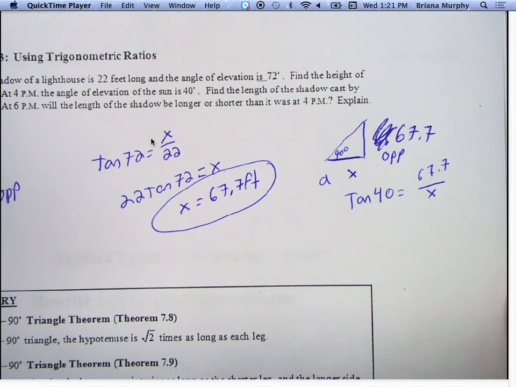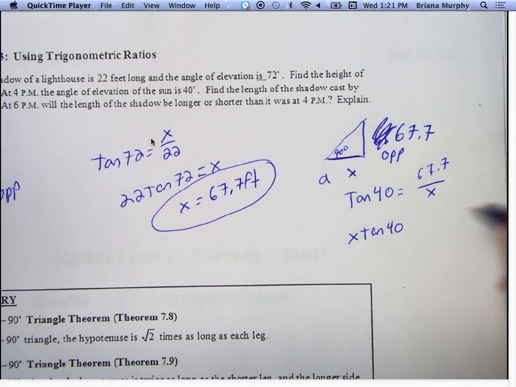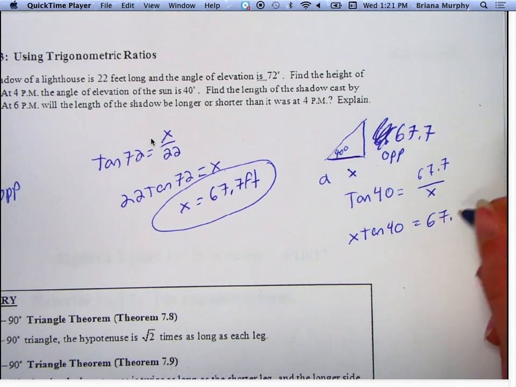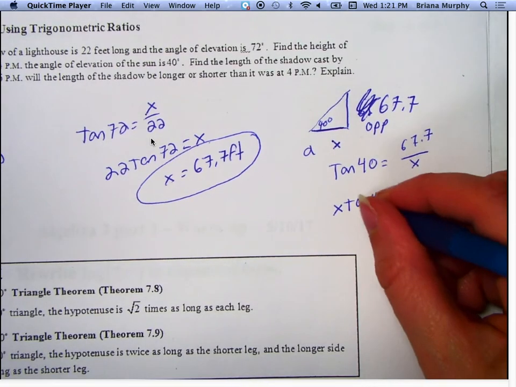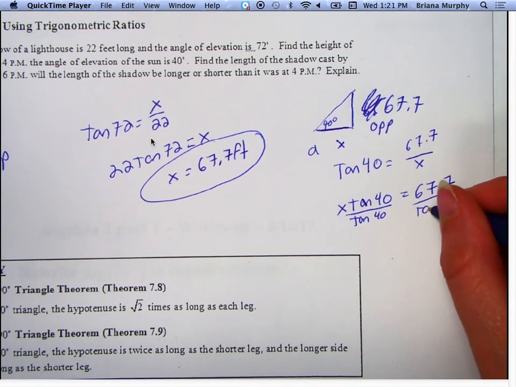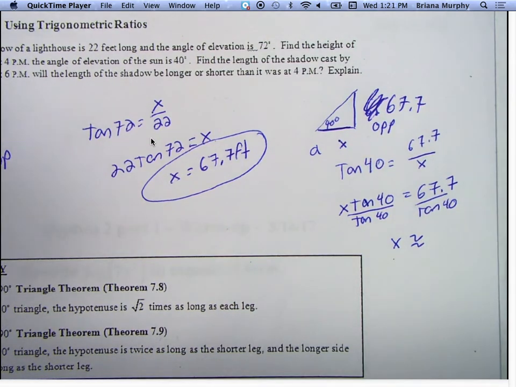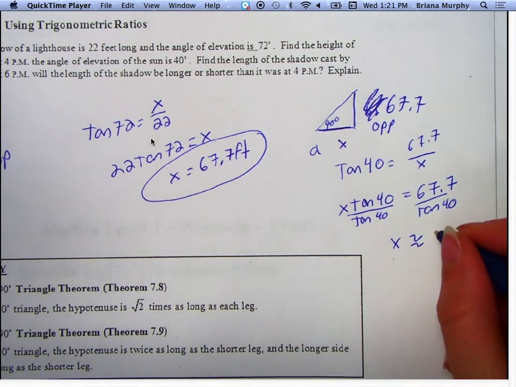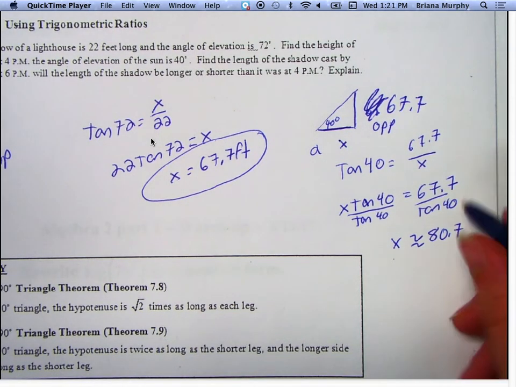And I'm going to cross multiply. x tan 40 equals 67.7. Then I'm going to do what next to get x all by itself? Divide by tan 40. So x is approximately 67.7 divided by the tan of 40, which gives us 80.7. That is a very long shadow.